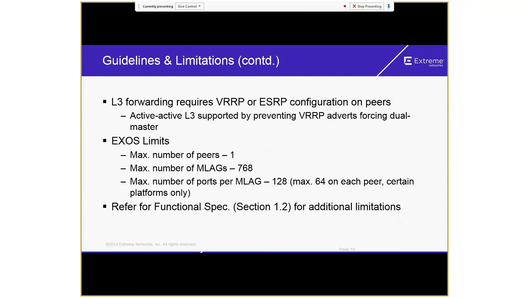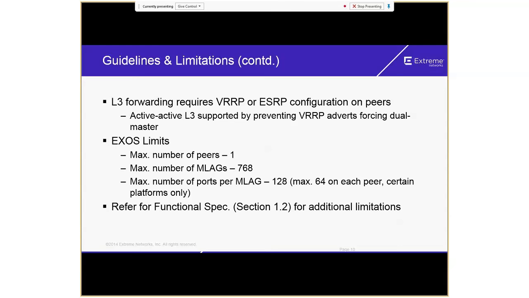For L3 forwarding to work with MLAG, you need to have VRRP or ESRP configured. So if you have core 1 and core 2, you'll have VRRP running on both the switches. It can be configured as active-active, which means both switches, core 1 and core 2, will be in an active-active configuration, and traffic will be forwarded through both the switches. I will explain how that works in a short while.